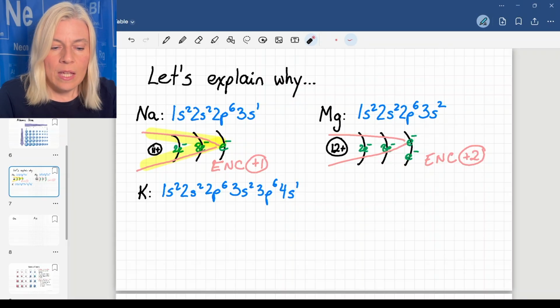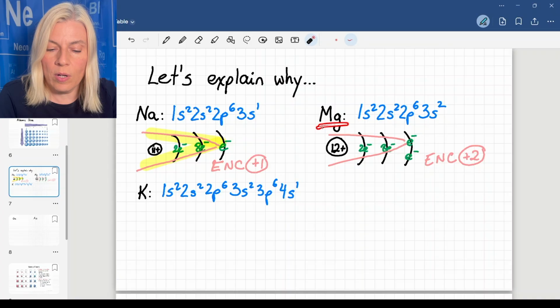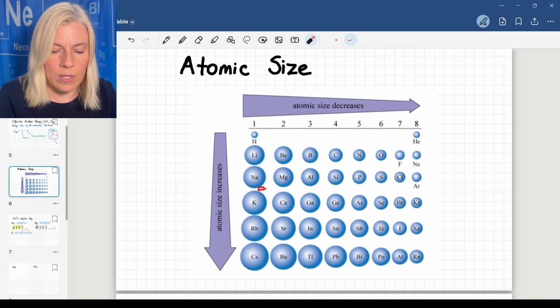All right? So energy layers don't help us here. However, higher ENC, more attraction, smaller atom. Magnesium is smaller. Is it smaller? Let's look. Here it is. You can clearly see magnesium is smaller.